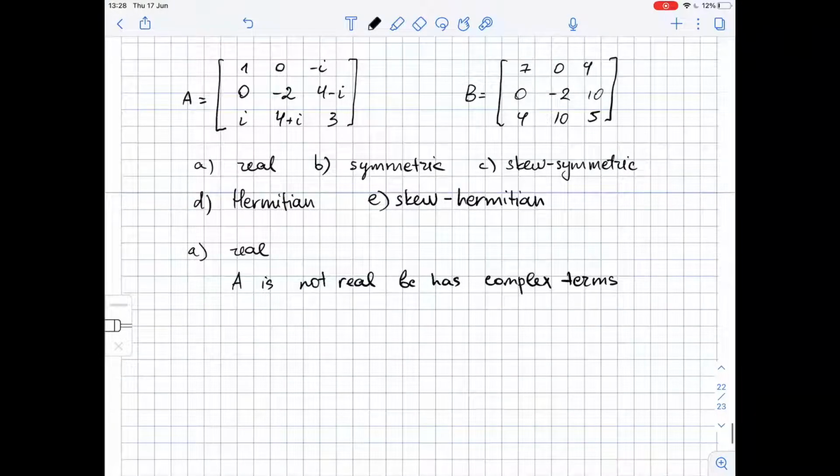On the other hand, matrix B is real because all of its terms are real numbers. So B is real because its terms are real numbers.